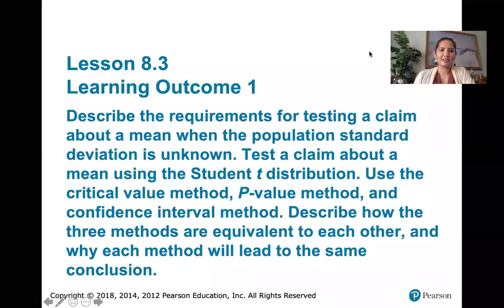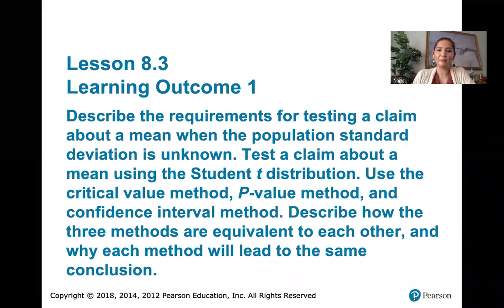In this video, we discussed learning outcome number 1, which is all about testing a claim about a mean when the population standard deviation is unknown. Here we're going to talk about 3 methods: the critical value method, the p-value method, and the confidence interval method. I want you to be familiar with all of them and comfortable with all of them. In all 3 cases, we're going to use the student t distribution.